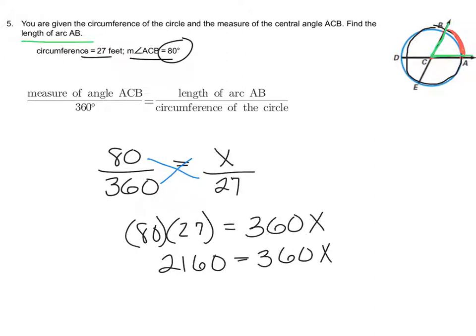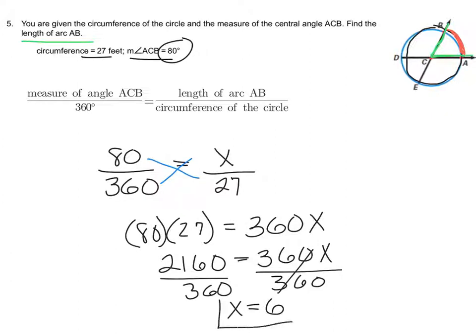We want to isolate the x, so we'll divide both sides by 360. And we get x equals 2,160 divided by 360, and that is 6. That means that the length of arc AB is 6 feet.